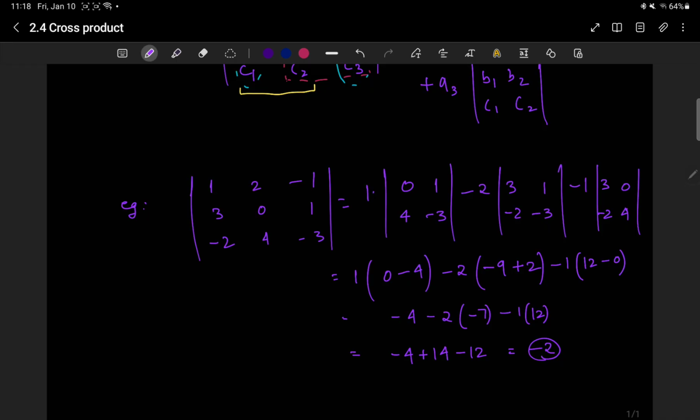Okay, so that's called the determinant of these kind of structures, which are called matrices. So that's it for this video. This will be used in the definition of cross product, which will be covered in the next videos.